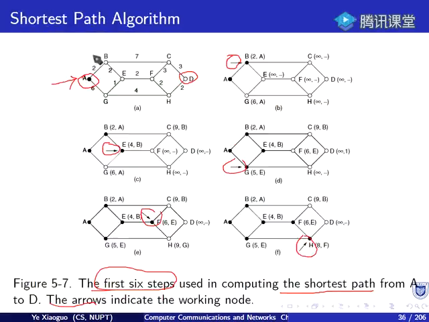So that is how to prove the statement. It is easy to prove the statement. So the internet routing algorithms are usually based on this Bellman's statement. It's the statement.